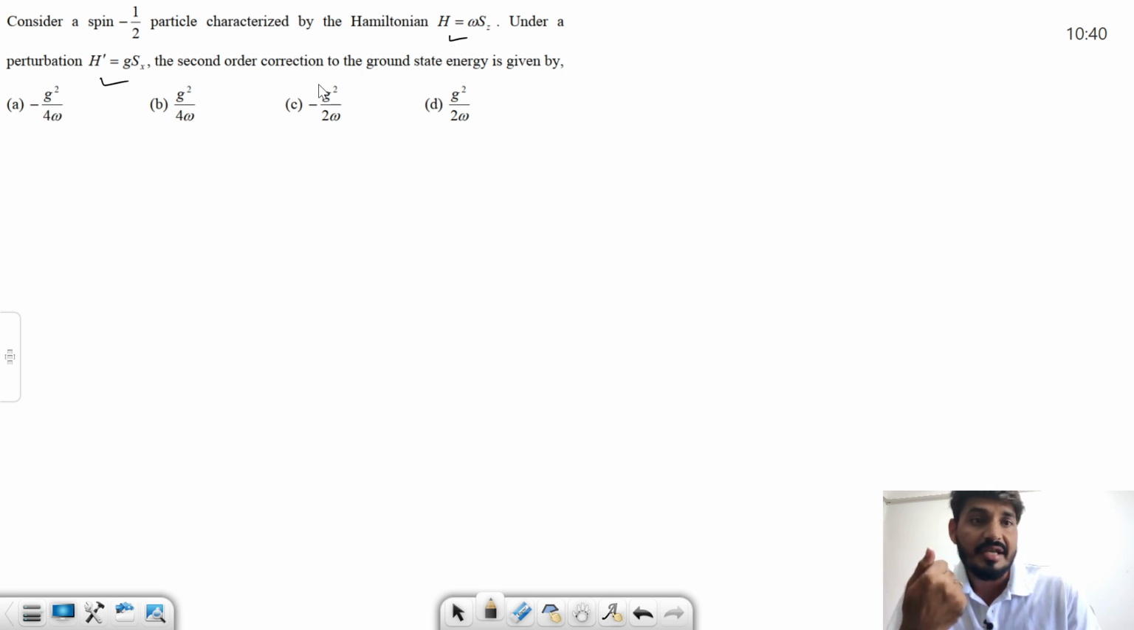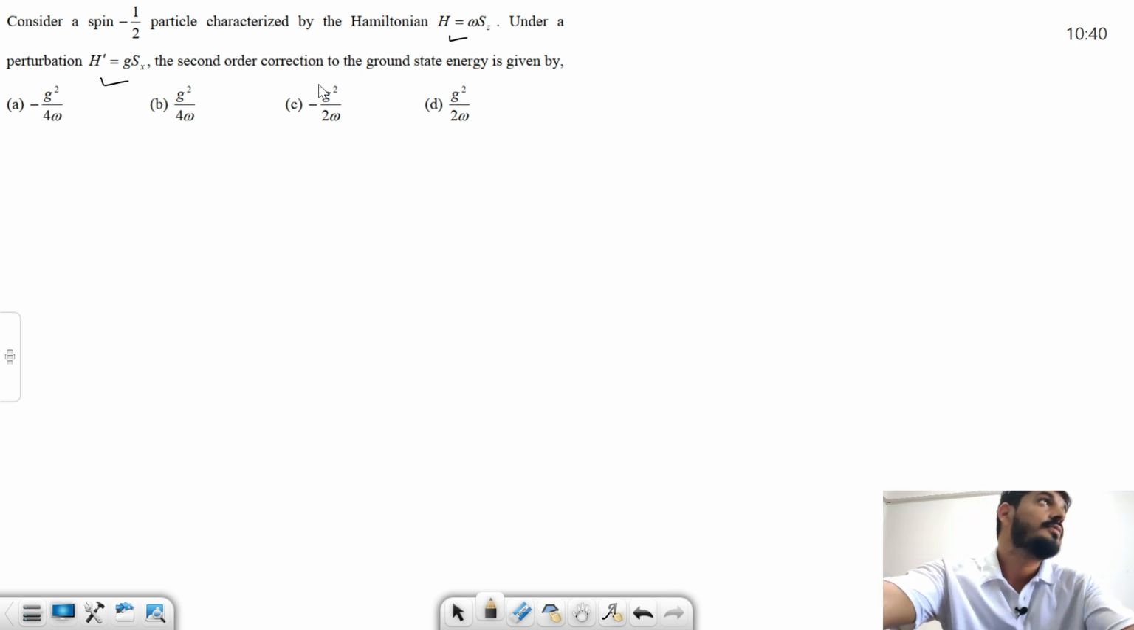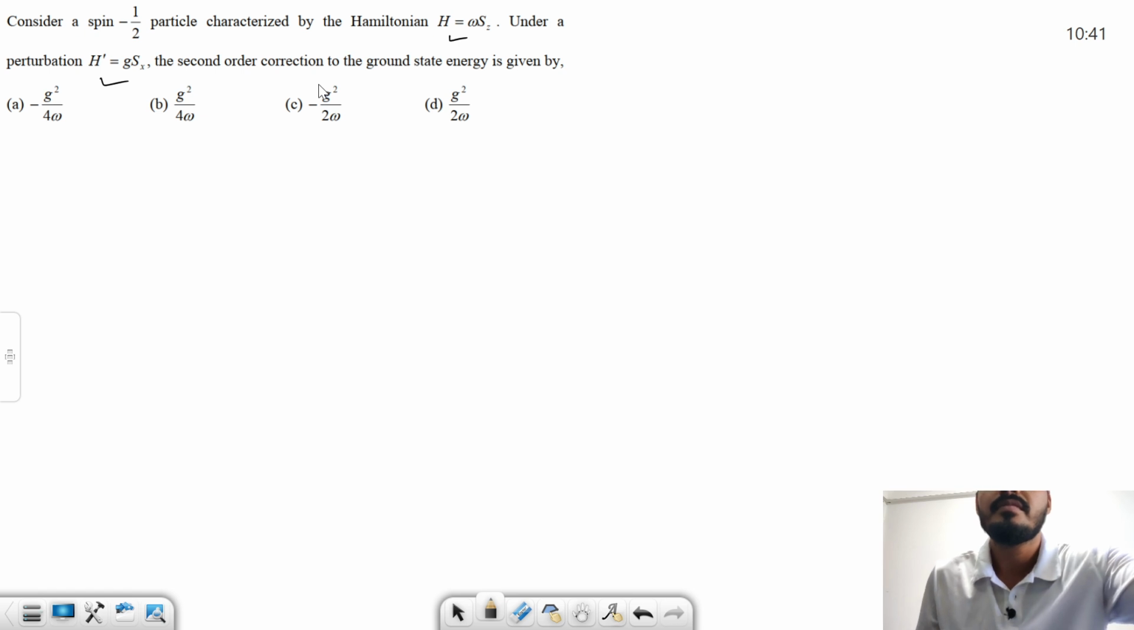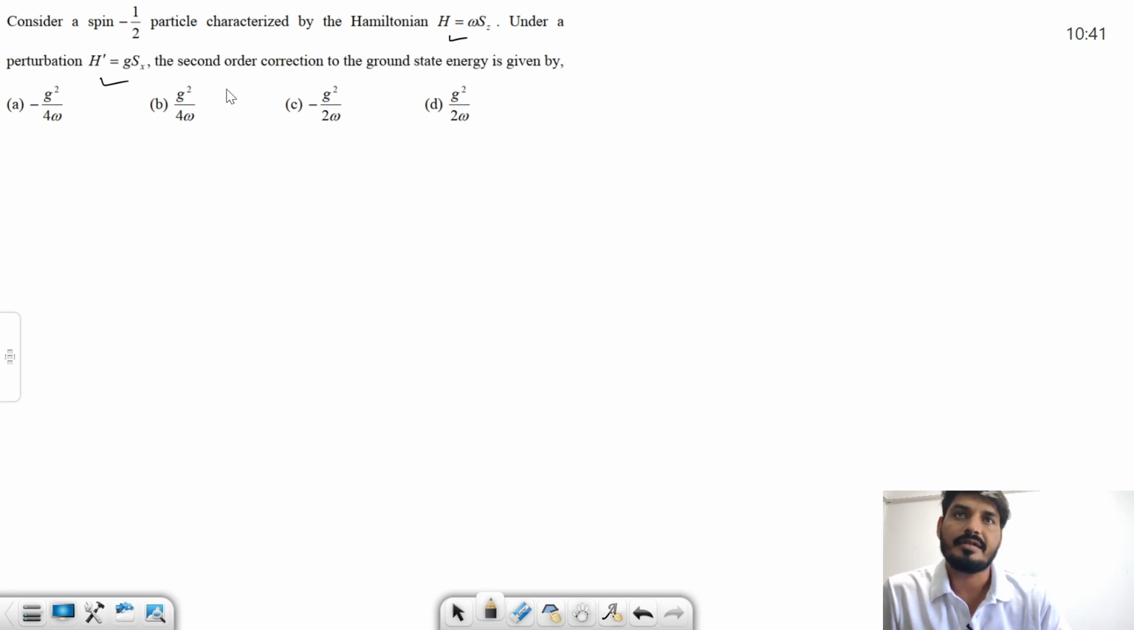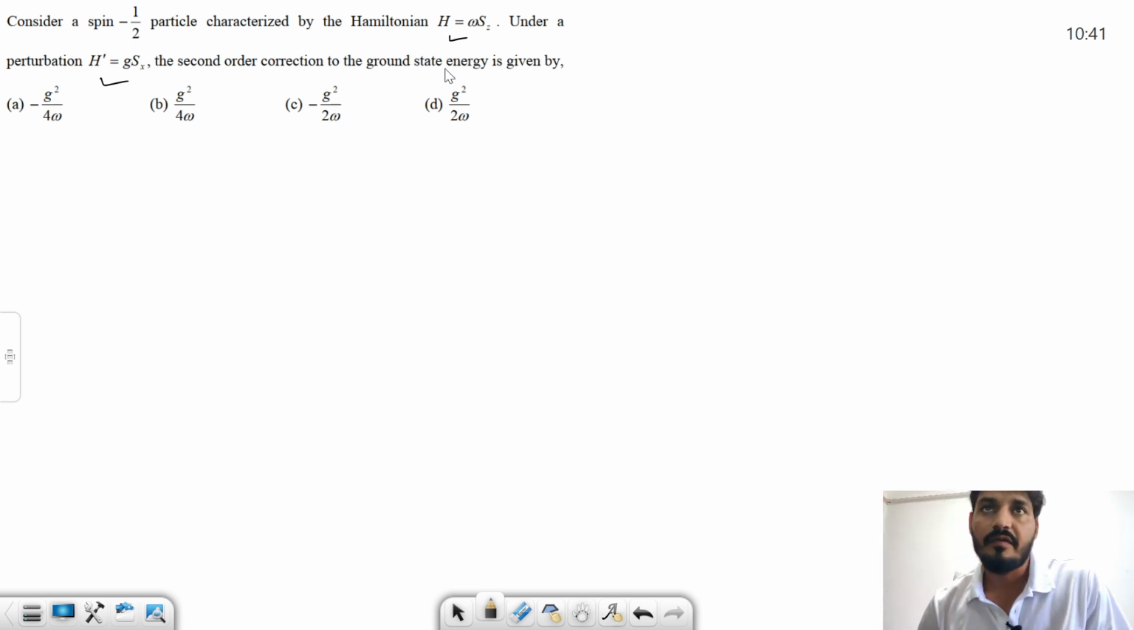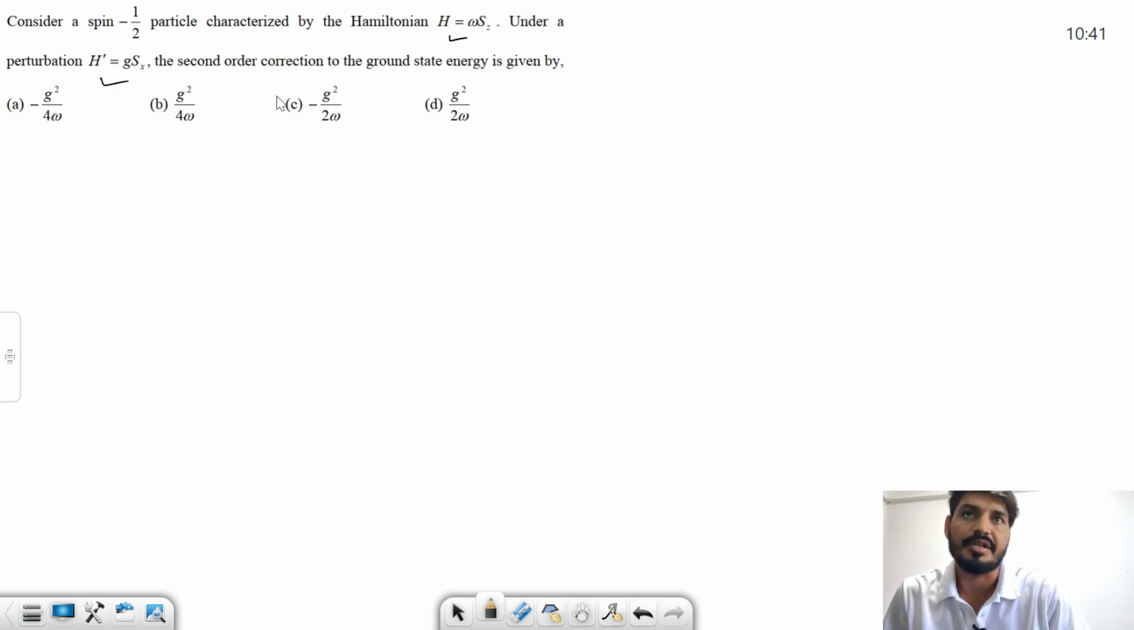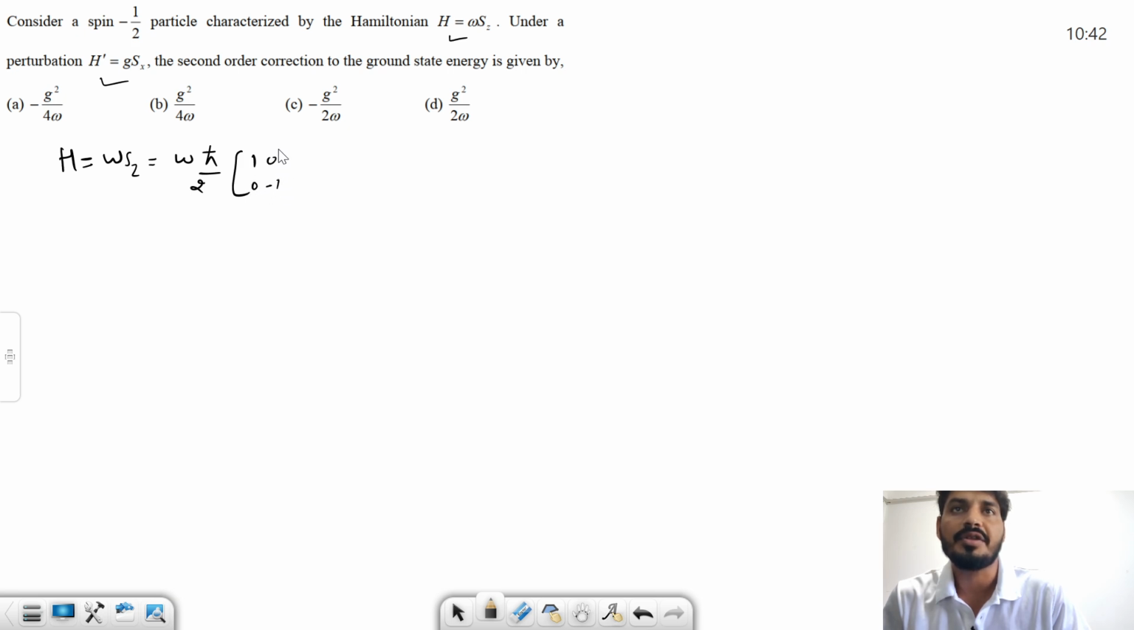तो सेकंड ऑर्डर करेक्शन कैसे निकालेंगे? Okay, so how will you find out the second order correction in the ground state? This is basically a perturbation based question. So first let's see what the ground state is for this Hamiltonian. Hamiltonian is given to us, H is nothing but omega Sz. So can I write it like this? Omega, what is Sz? Simply we know ħ/2 times the matrix 1 0, 0 -1.